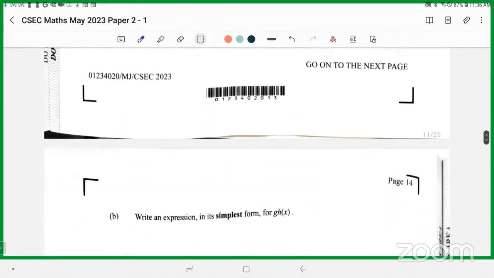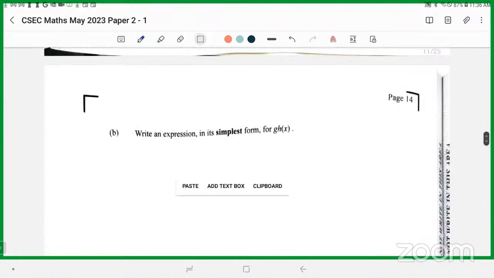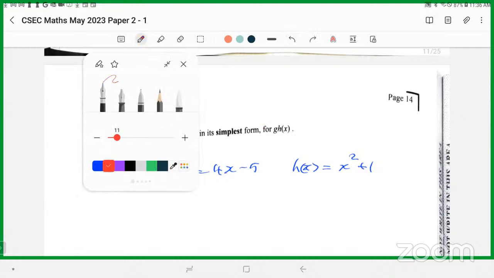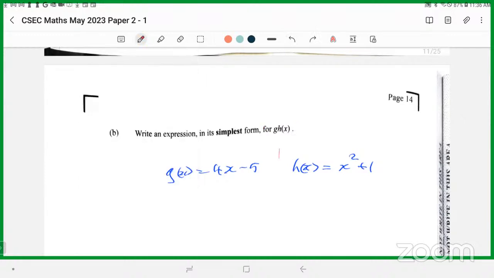We're going to use them. Let's paste them here. All right, so compositing these two functions. Now we have to remember that g of h means h into g. Remember the h is the first function, the g is the second one. It means h followed by g. And to get the composite, you substitute the h into the g.